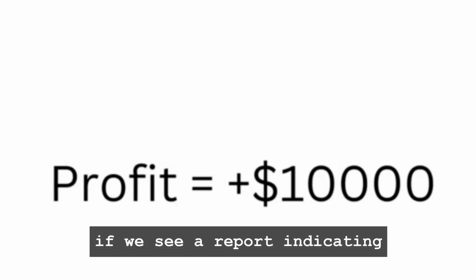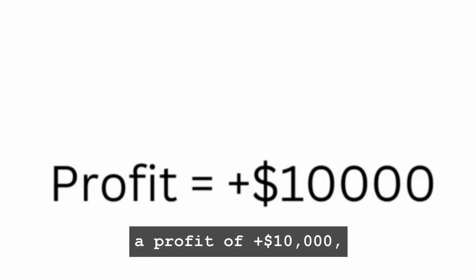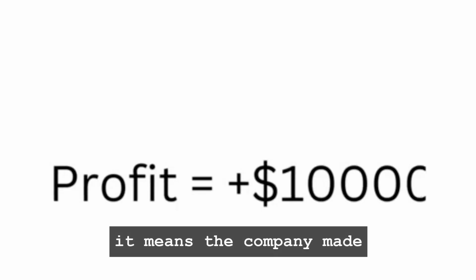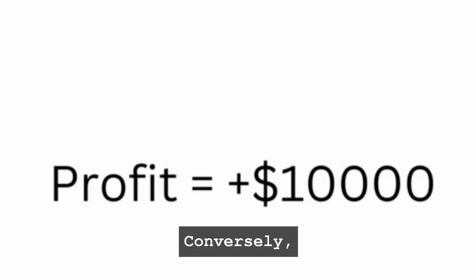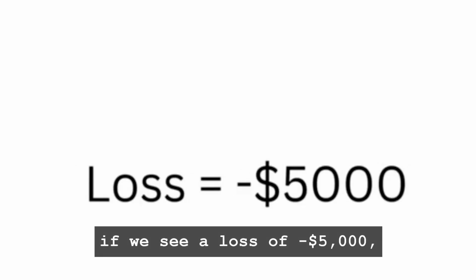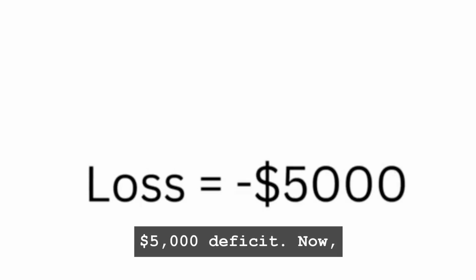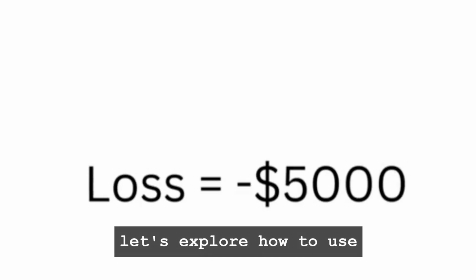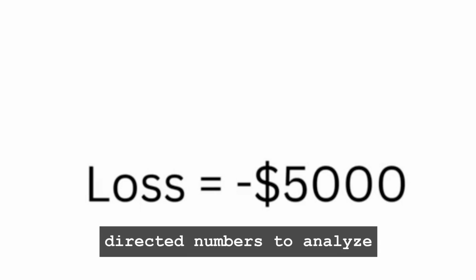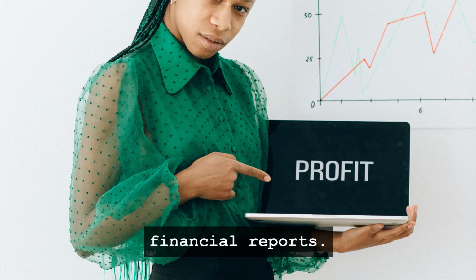For instance, if we see a report indicating a profit of plus $10,000, it means the company made $10,000 above its expenses. Conversely, if we see a loss of minus $5,000, it means the company incurred a $5,000 deficit. Now, let's explore how to use directed numbers to analyze financial reports.